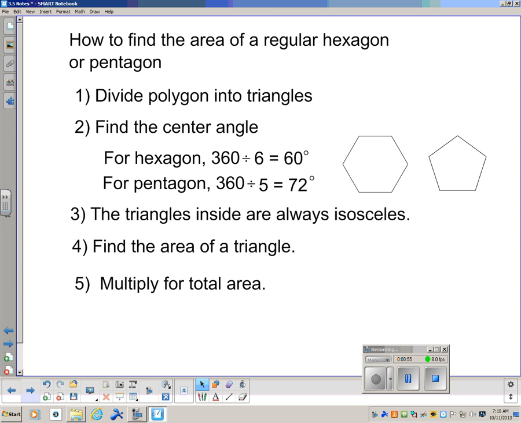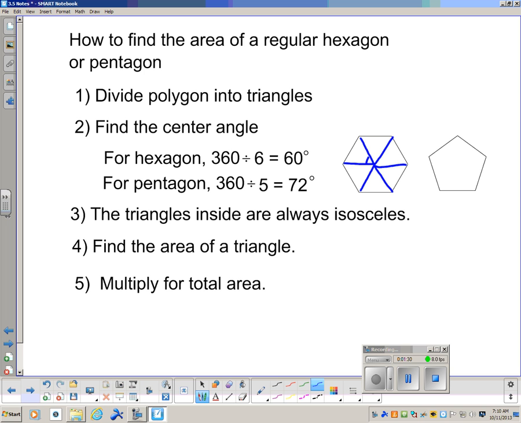I'm going to give you some information along the way to help you figure out some details that aren't always given to you. So we could divide the polygon into triangles to find the area of a regular hexagon or pentagon, find the area, and then find the central angle. So let's see, I could divide this hexagon into triangles, and then we're going to find the central angle.